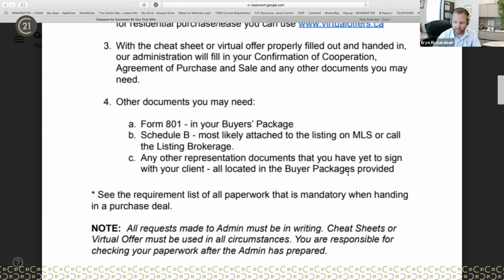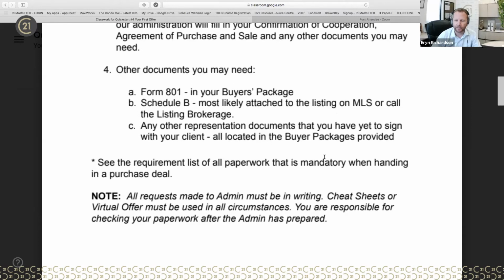So that's why we cannot send out for signatures. We cannot have your buyer come in and sign with our admin. We can't do things like that. It's against RICO rules. So it must be in writing, on the cheat sheet or the virtual offer. It's easier for you too: if there's a mistake, we know where the mistake happened.